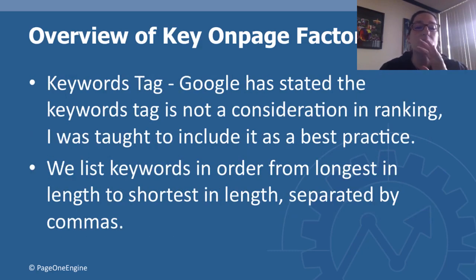Keywords tag. Google has stated for a long time that they don't even use the keywords tag. I was taught to include it as best practice. When we do this, we always list our keywords from the longest at the front to the shortest at the end. So if I wanted to optimize a page for search engine optimization, I would put search engine optimization before SEO, just as an example. I understand there's a million ways to skin a cat. I still use the tag when I can.